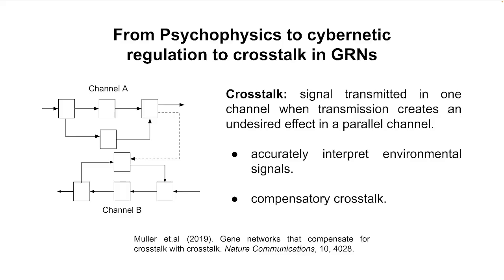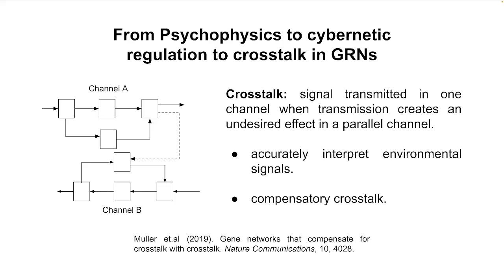And then getting to work in genetic regulatory networks, we've discovered this idea of crosstalk, and people also use the term crosstalk in the neuroscience literature. But this is a paper talking about crosstalk in gene regulatory networks and how gene regulatory networks that operate in parallel can exchange noise and information. So crosstalk is where a signal transmitted in one channel, in this case channel A, can have some sort of undesired effect in a parallel channel, channel B.